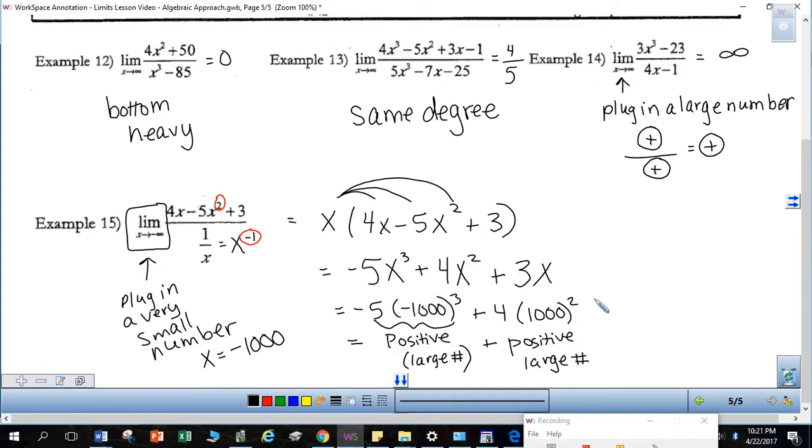Now we do have this 3x that we're adding at the end, so if we did 3 times negative 1,000, we would be subtracting 3,000 at the end, but that is going to be much smaller than the size of these positive numbers. These are going to be much larger. I mean, 1,000 squared right there, that's way bigger than 3,000, so it's still a very big number. Take away 3,000 is going to stay positive for our final answer. So our final answer for our limit will be positive infinity again.